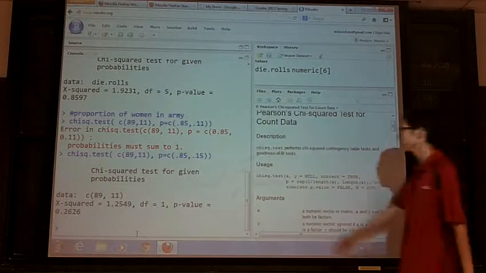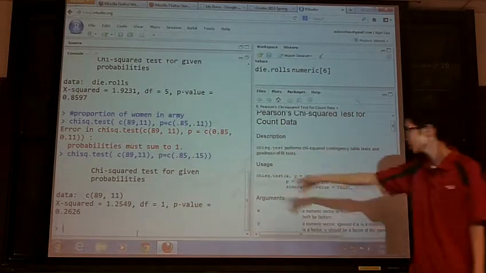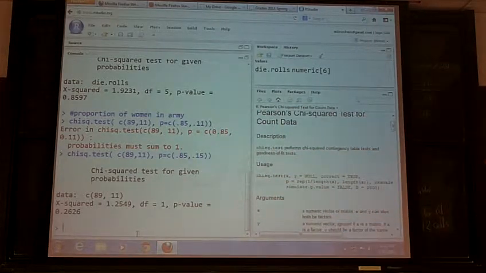Okay, and then it goes through the test. I think these numbers match what we got. I don't know if you can specify a directionality here. Okay, so with R, I don't think you can specify directionality. So if you want a directional test, you've got to divide the p-value in half yourself.